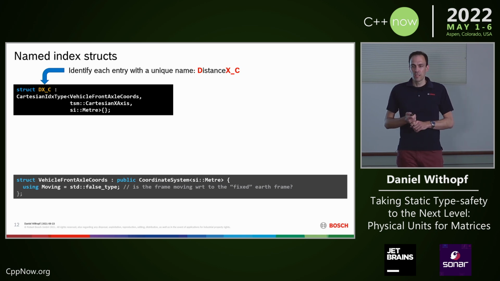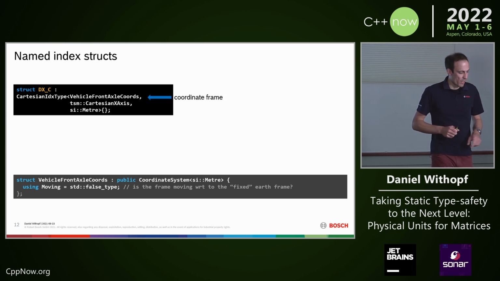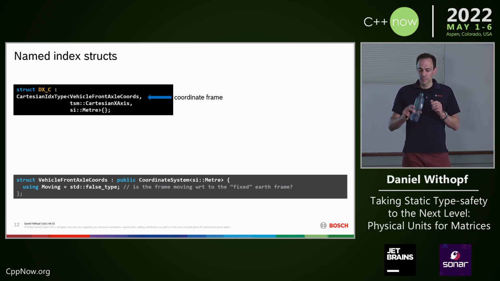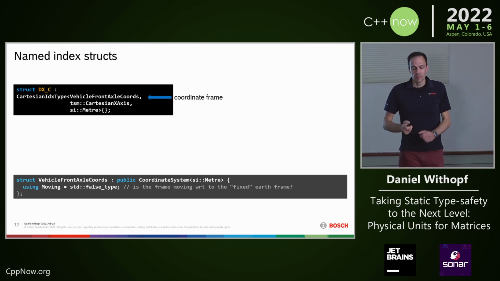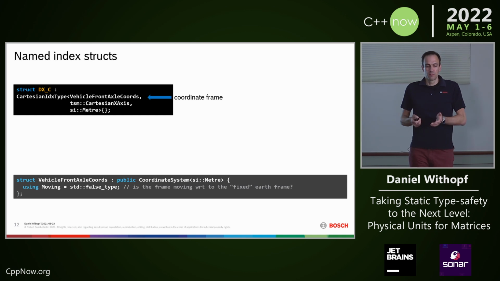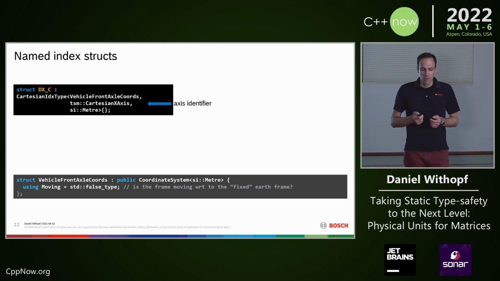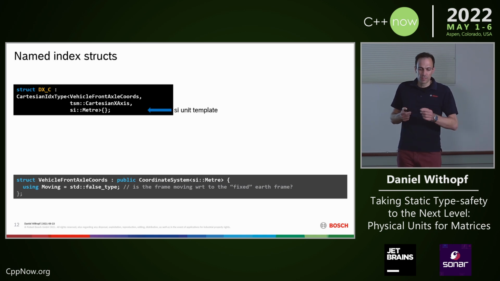In this case, the DXC stands for distance x Cartesian. Such a struct is created by deriving from a base class that has 3 template arguments. So you specify in which coordinate frame this is. This is a vehicle front axle coordinate frame in this example. You could pick any names and any frames that you can create. We specify that this is the x-axis in this frame, and we specify the physical unit, that this has a physical unit of meters.